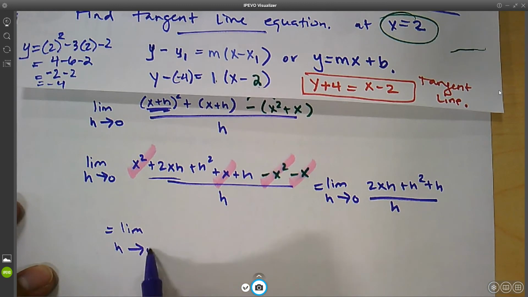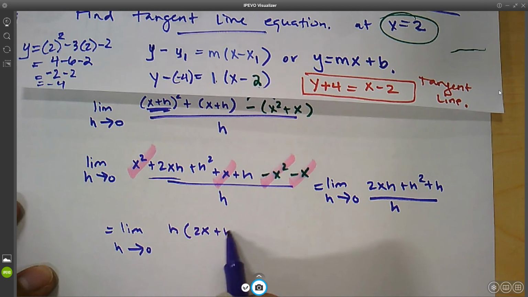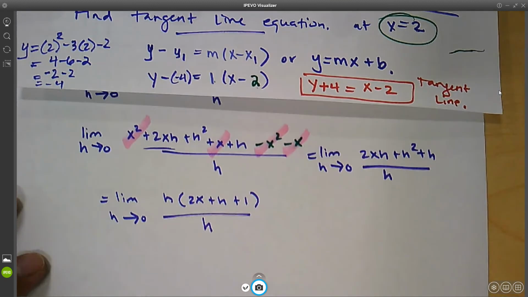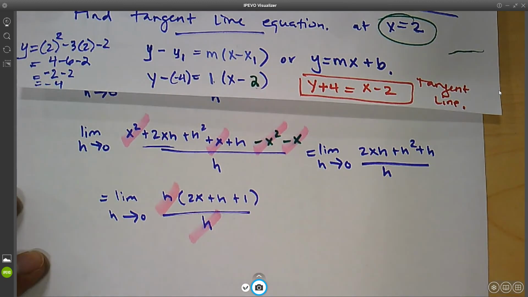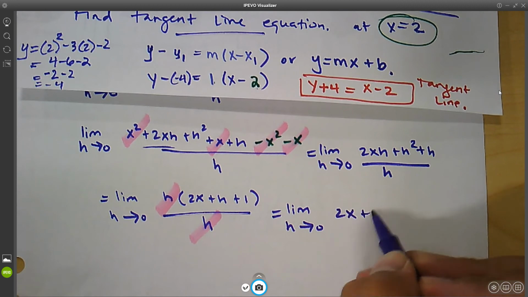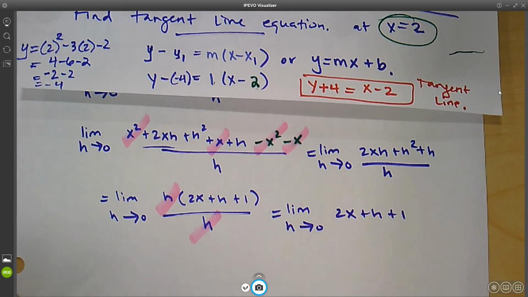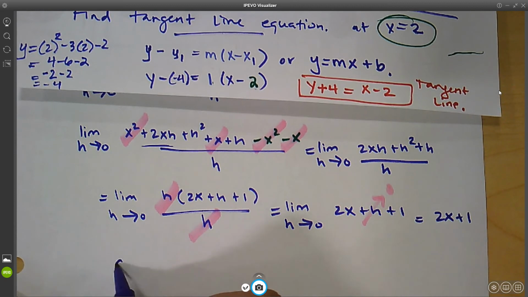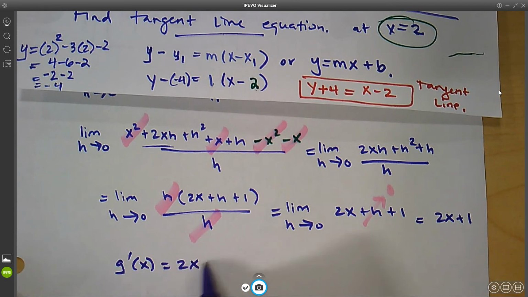And h gets factored out. If you take out an h from this, that's a 1. And then that cancels that h. Your steps should be really similar. A few things cancel, factor out the h, cancel, in order to complete the problem. The limit as h approaches 0 means that this h disappears. It goes to 0. We're left with 2x plus 1. So we can say g prime of x is 2x plus 1.